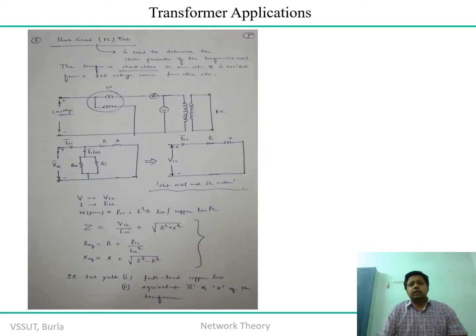The next topic is the short circuit test. If you have understood the previous slides, you can quickly appreciate that in the equivalent circuit, the secondary side terminal, that is the load impedance side, is short circuited. That's why it is called a short circuit test. This test is used to determine the series parameters, as against the shunt parameters in the case of the open circuit test. Here V corresponds to the short circuit voltage and I corresponds to the short circuit current.